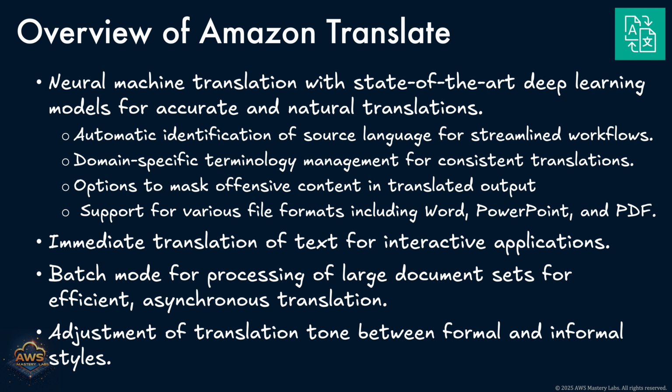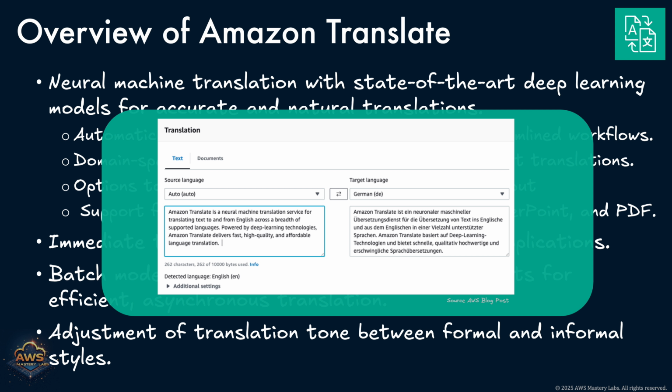For larger workloads, Amazon Translate also enables batch translation, allowing you to process thousands of documents or records asynchronously. This is perfect for companies handling global product catalogs, large-scale content migration, or document archives. Amazon Translate also supports document translation for a variety of file types, including Word documents, PowerPoint presentations, HTML pages, and even PDFs, preserving layout and formatting while delivering high-quality translations.